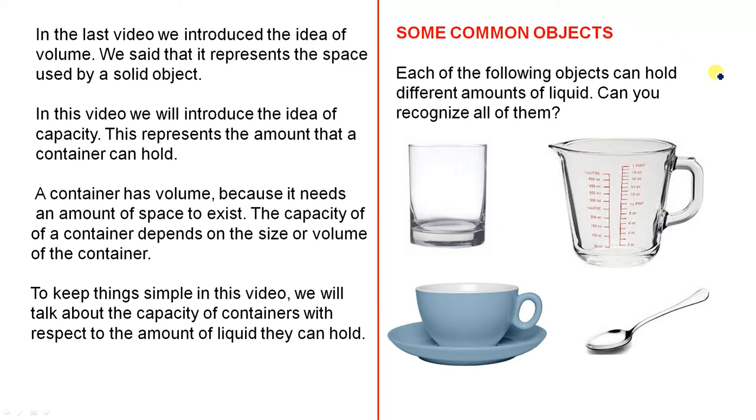Each of the following objects can hold different amounts of liquid. Can you recognize all of them? They're very straightforward. We all use a glass. This is a measuring jug when we're doing cooking. This can be used for tea or coffee, and that's a spoon which we use for all types of reasons.